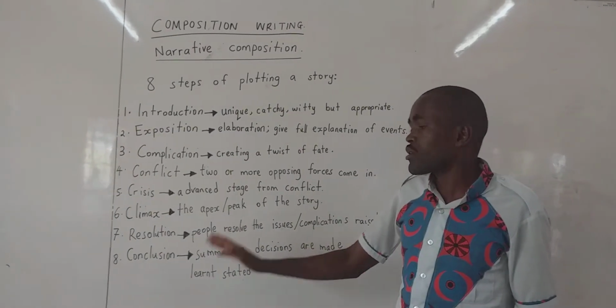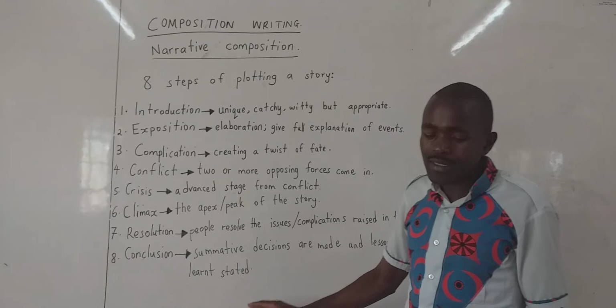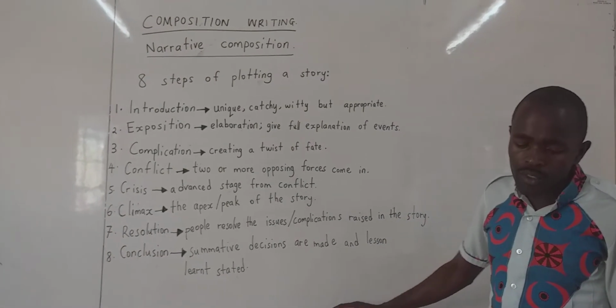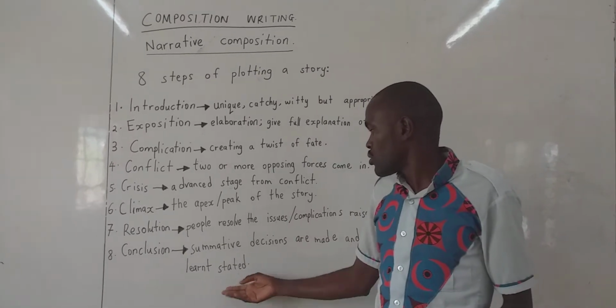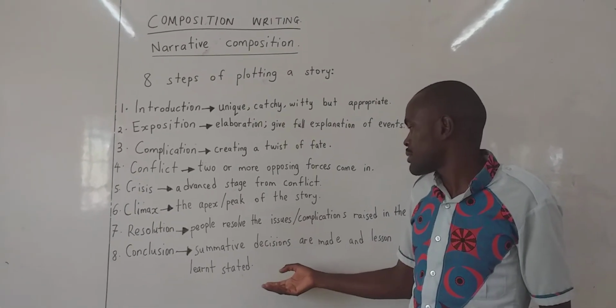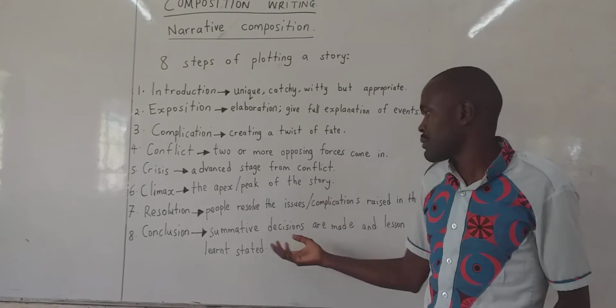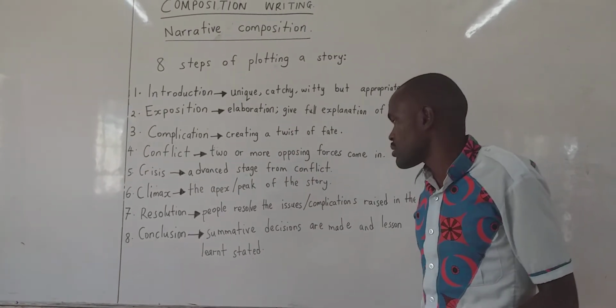And lastly is the conclusion. Here, this is a summative decision which you made, or lessons learned. From this story, what have you learned? So you have to write the lesson learned, or just a summative or summary decision on the story.